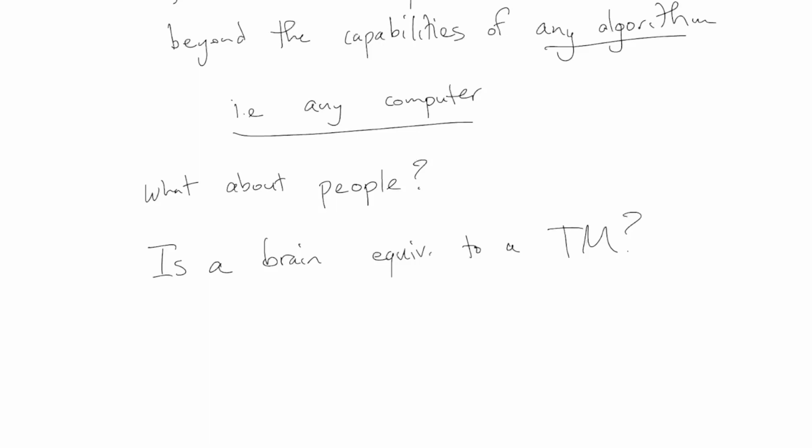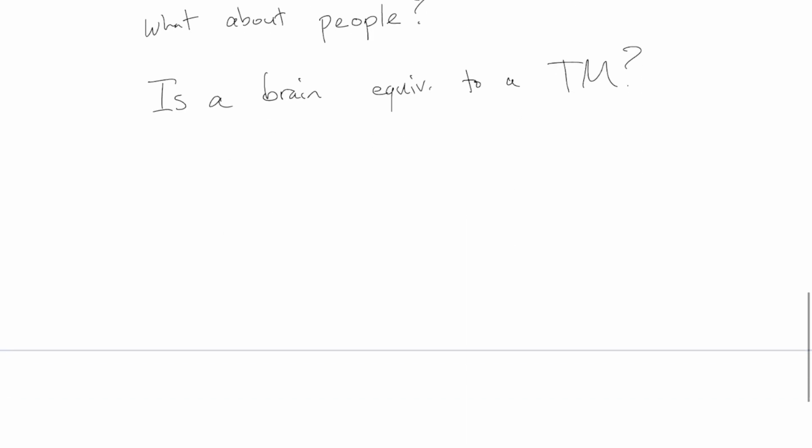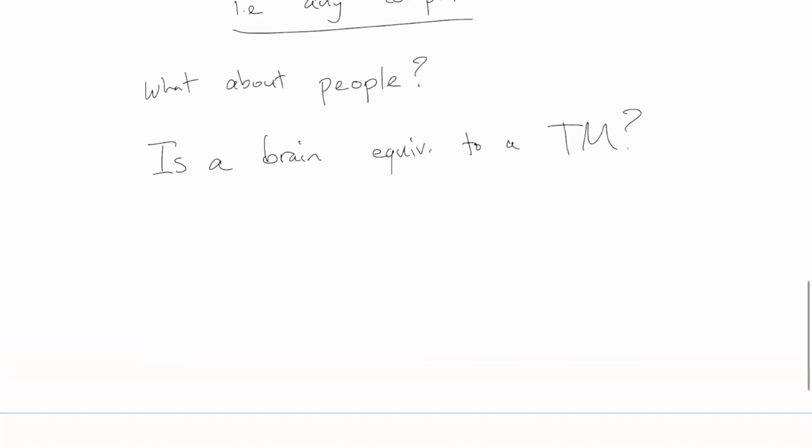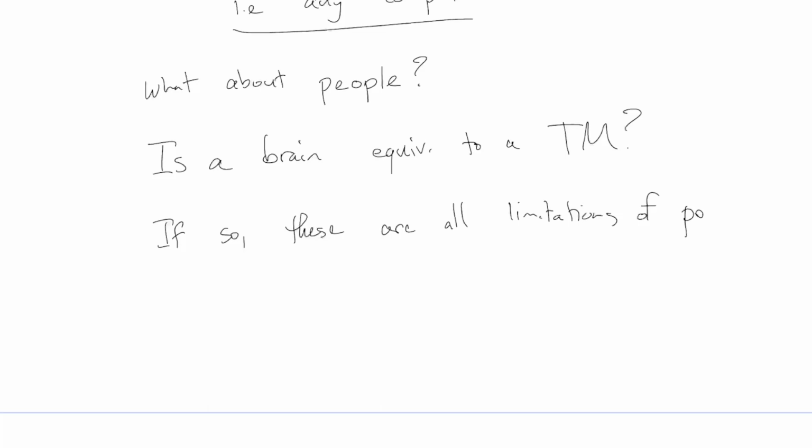Anybody have any thoughts about that? By the way, I hope you don't mind me sharing my own opinion. You are totally free to disagree with me. These are not mathematical things that I'm saying at this point. I kind of believe the answer to this question is yes. But anyway, if so, that means these limitations of Turing machines are also limitations of human beings. These are also limitations of people, right?